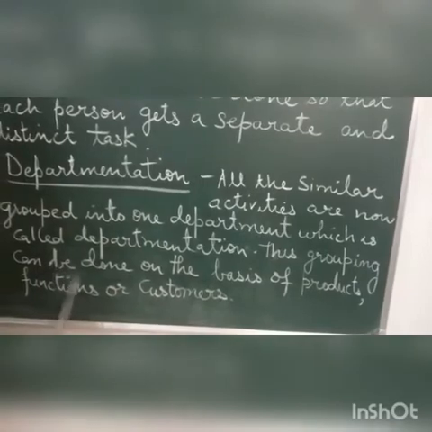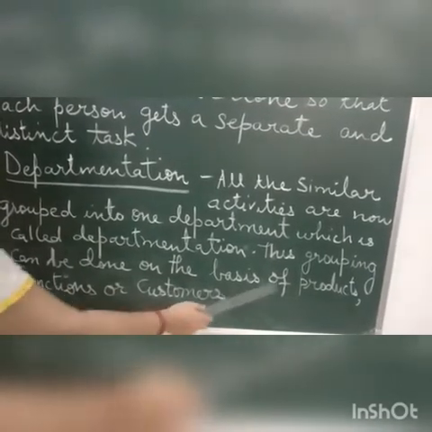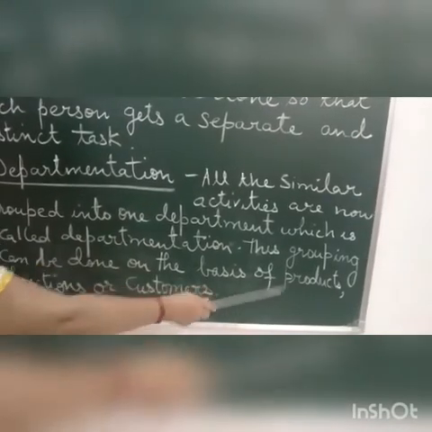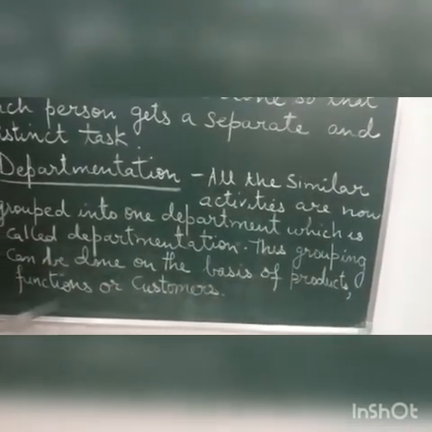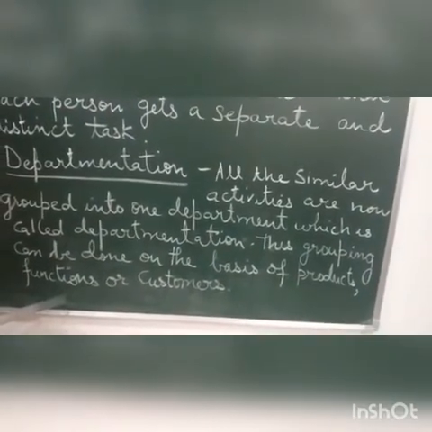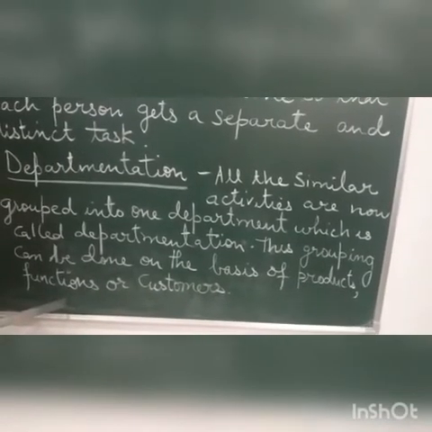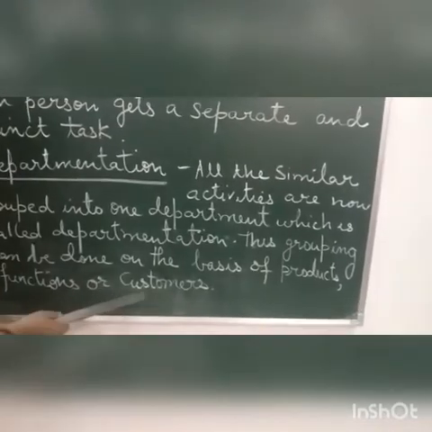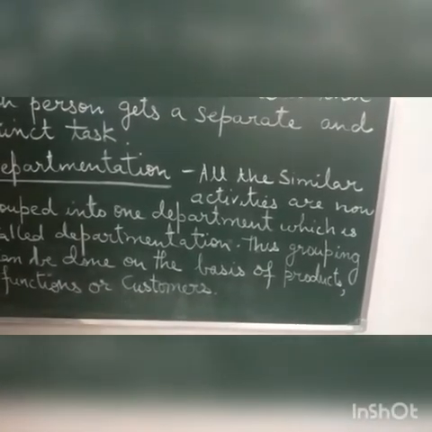This grouping can be done on the basis of products. When there are different products, then different departments can be made. It can be done on the basis of functions like production, sales, marketing, advertising. So on the basis of functions also departmentation can be done, or on the basis of customers.